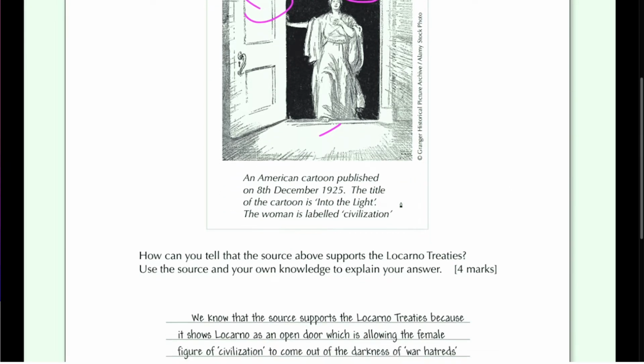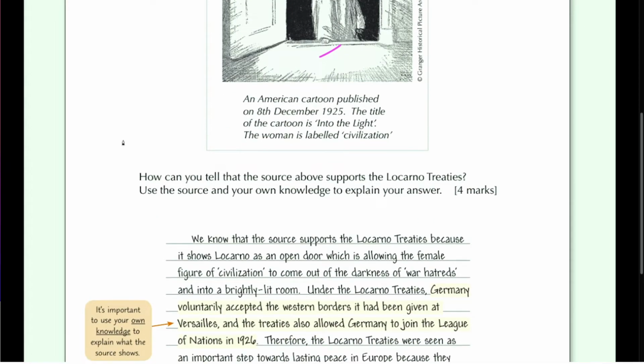Then if we go down a little, we have the question. How can you tell that the source above supports the Locarno treaty? Use the source and your own knowledge to explain your answer. Remember, if by any chance you forgot, and you say, teacher, what is the Locarno treaty, go back some pages and you will see that it is one of the treaties that we have studied before. If you don't have that in your mind right now, go back and take a very quick look just to refresh your mind.